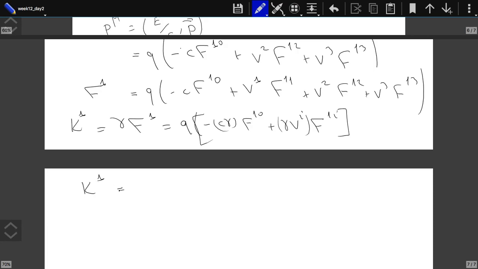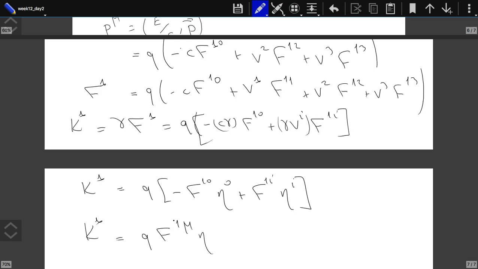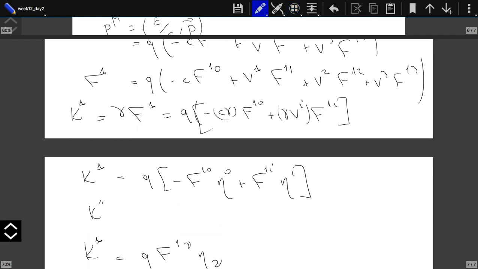So K1 is equal to Q times... well, you see, C gamma is nothing but eta 0 plus F1i eta i. So K1 is Q times F1 nu eta nu. Well, sorry, nu is a lower index. K1 is equal to Q times F10 eta 0 plus F1i eta i.